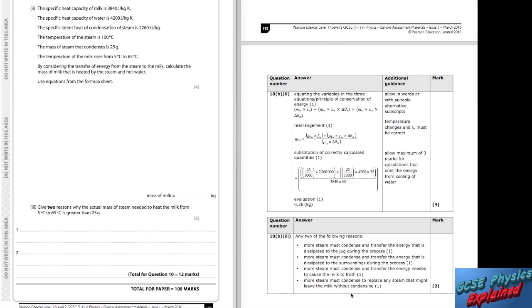I think the easiest mark to understand would be more steam must condense to replace any steam that might leave the milk without actually condensing. And that's how to take care of that.